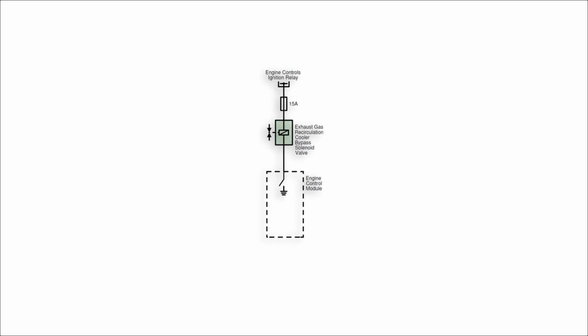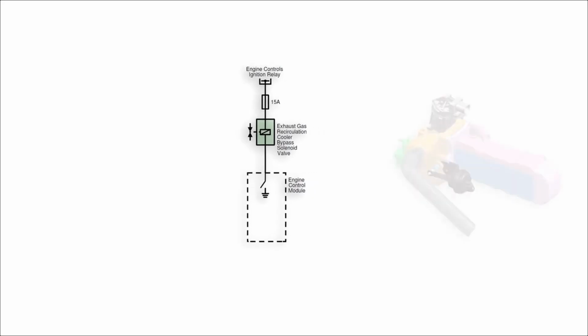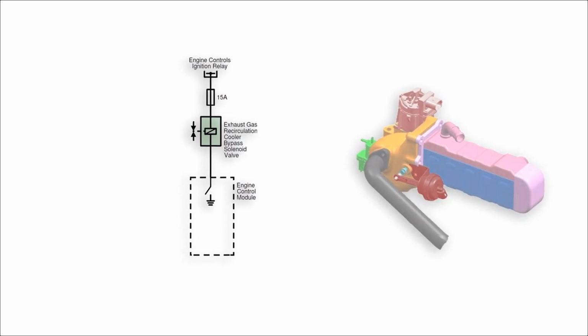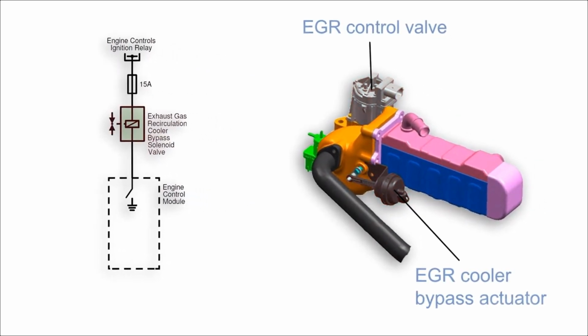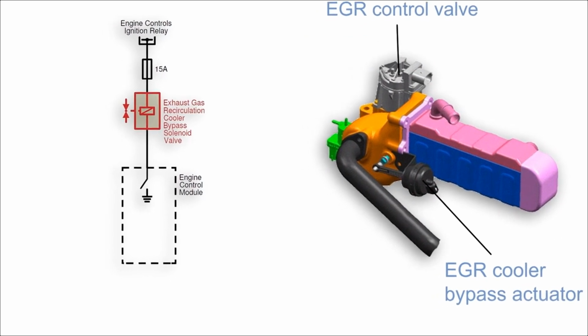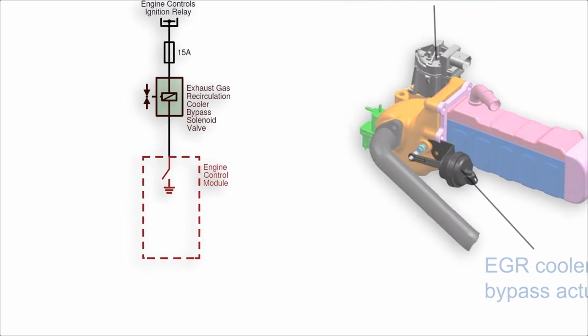EGR control can be by direct electrical operation, as it is in this vehicle, or via electrically controlled vacuum solenoids. There is also an EGR cooler to reduce the temperature of the gases before entering the cylinder. The EGR cooler bypass is controlled by the EGR cooler bypass solenoid valve, operated by the ECM.